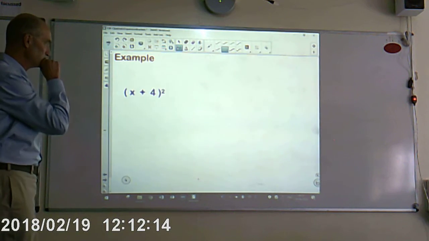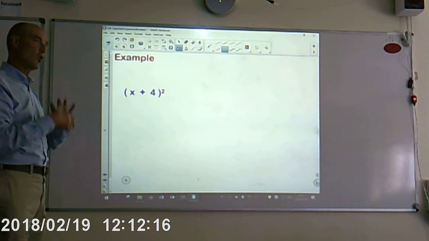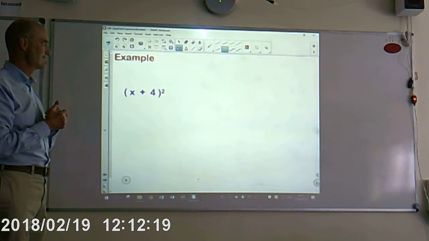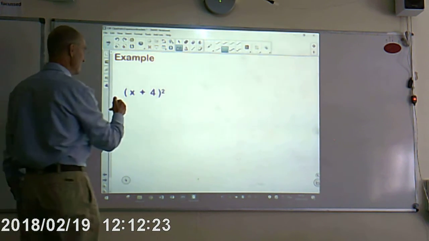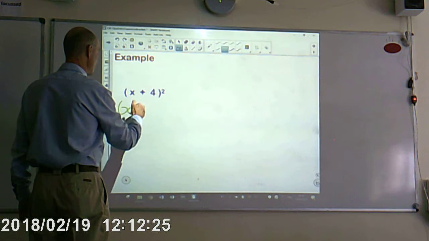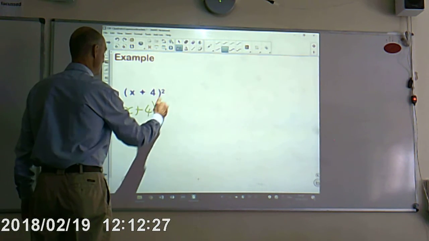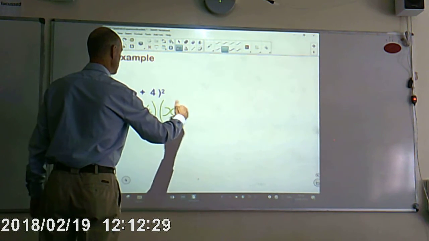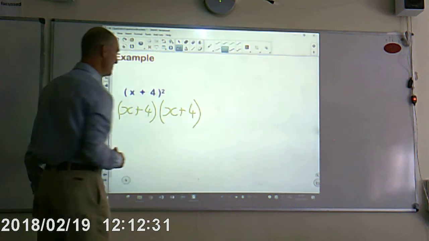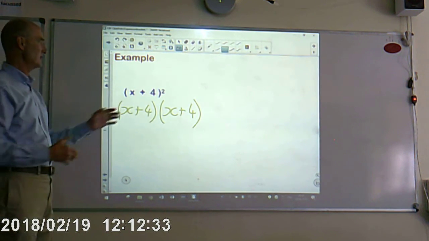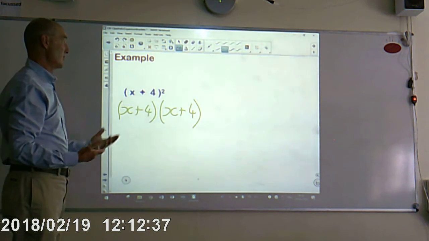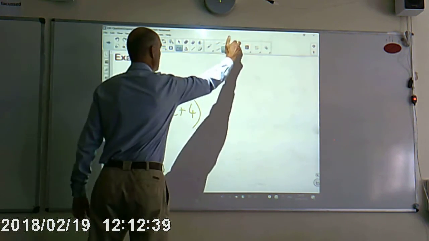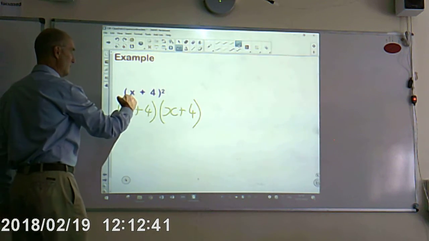One more example. X plus 4 all squared. What does that mean? That means you've got the bracket x plus 4 multiplied by itself. It's no more complicated than that. It just means that bracket multiplied by itself again. So now it becomes an easy question around FOIL.